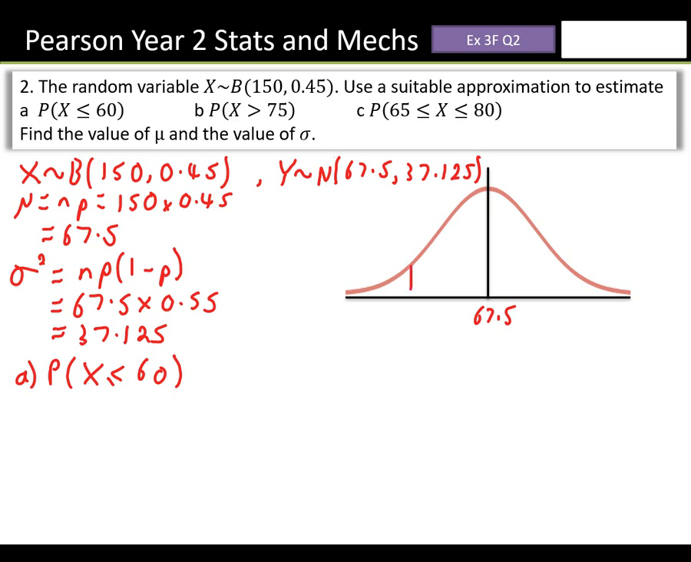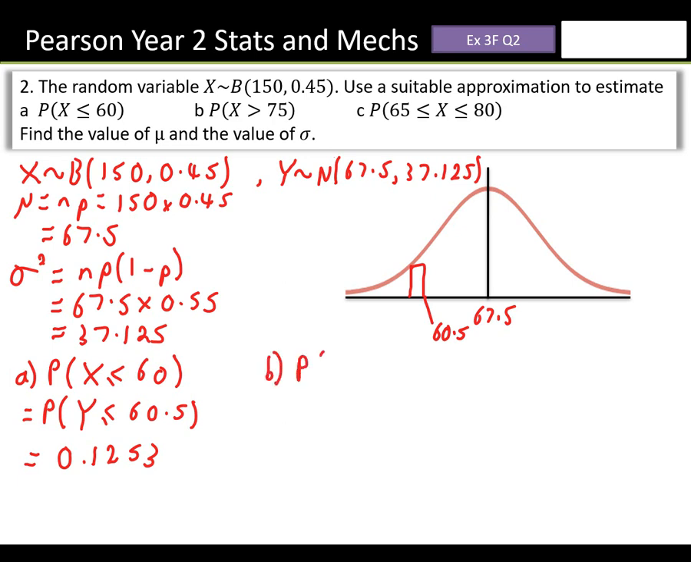So 60 on here would be that chunk there. Remember, 60 is from the binomial, so it's a discrete lump spreading from 59.5 all the way up to 60.5. So our equivalent probability for Y, our normal distribution, is going to be Y less than or equal to 60.5, which on our calculators, nice and straightforwardly, is 0.1253.